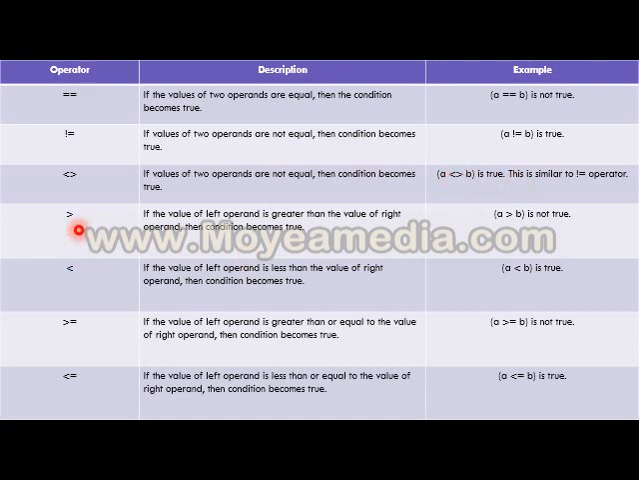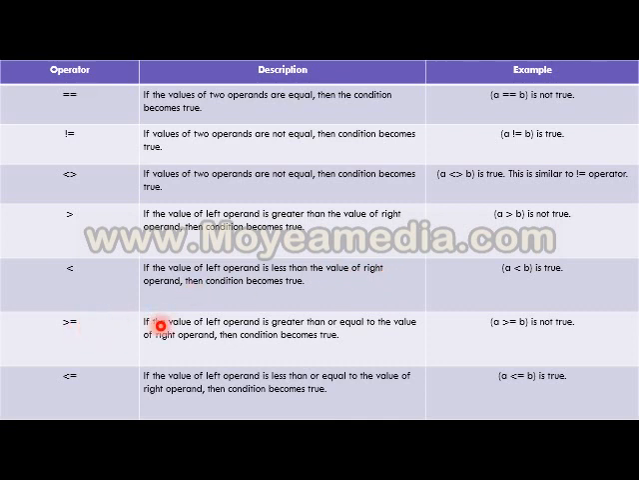Now comes the greater than operator. If the value of the left operand is greater than the value of the right operand, then the condition becomes true. So since 10 is not greater than 20, this is not true. But here 10 is smaller than 20, so it is true, because this is the smaller than operator. Okay, less than operator. If the value of the left operand is less than the value of the right operand, then the condition becomes true.